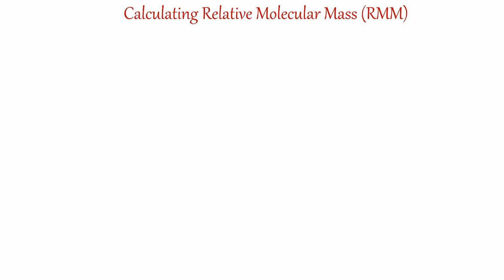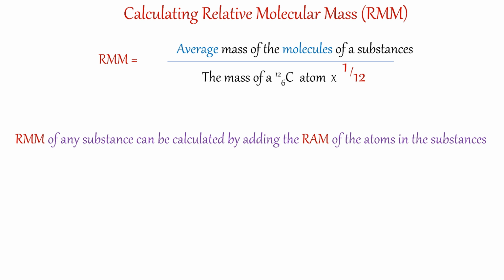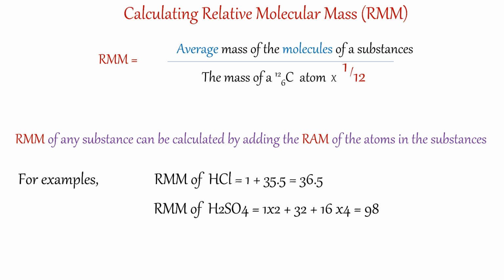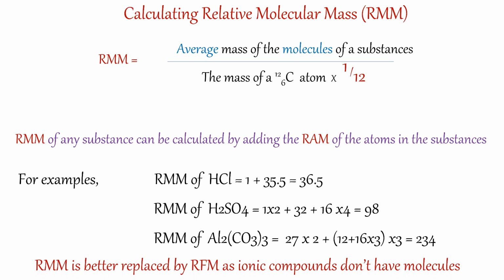Calculating relative molecular masses. You got relative molecular mass as the average mass of the molecules of a substance divided by the carbon-12 scale. But simply you can calculate relative molecular mass by adding the relative atomic masses of the atoms in the substance. For example, the relative molecular mass of hydrogen chloride is hydrogen 1 plus chlorine 35.5, so you get 36.5. Similarly, for sulfuric acid you get 98. For aluminum carbonate you get 234.